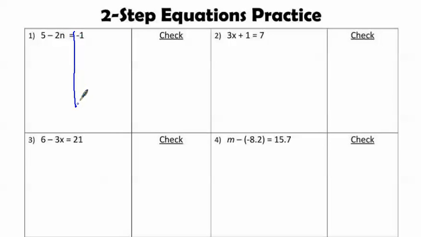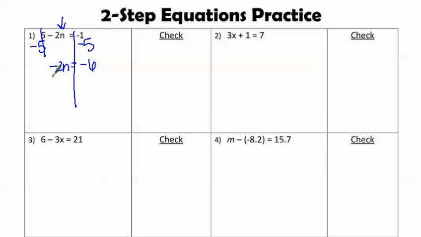Draw your line, find your variable, move the constant on the same side as the variable. For example, +5 is my constant. The inverse of +5 is -5. So you want to subtract 5 on each side of the equal sign. Bring down your remainder, which is -2n equals -1 minus 5, which is -6.